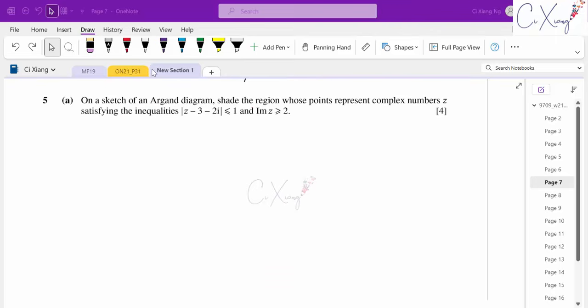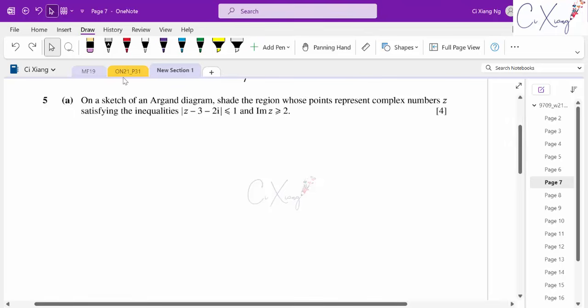All right, so now let's discuss question number 5. They want us, on a sketch of an Argand diagram, to shade the region that the point representing the complex number z satisfying the inequality for these two. So we are having two inequalities here.